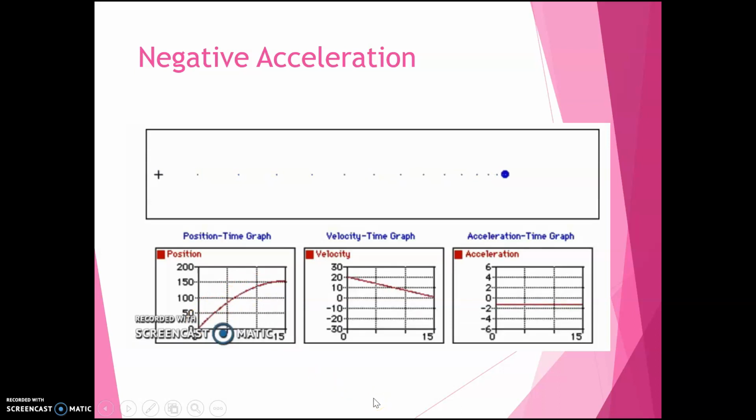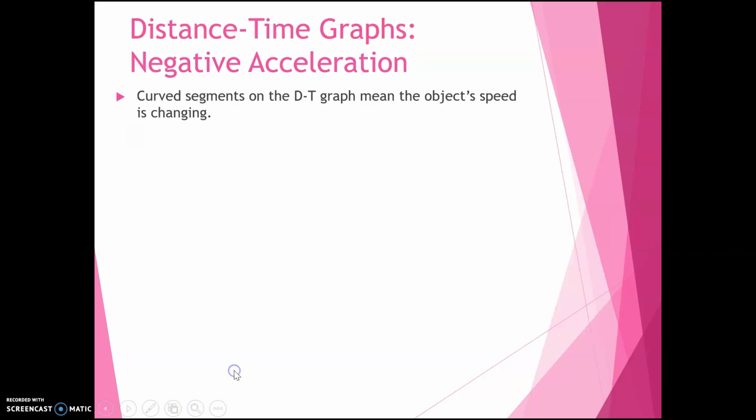You can also see on the velocity versus time graph, because we're slowing down, maybe the object's moving at 20 meters per second at first and then it slows down to 0. And then for our acceleration, it's in the negative direction. So here our acceleration is maybe -1 meters per second squared. So we're going to be talking about negative acceleration next.